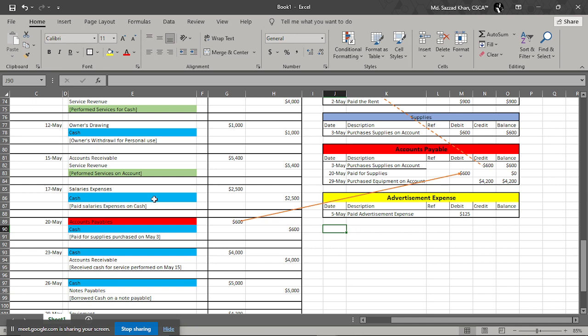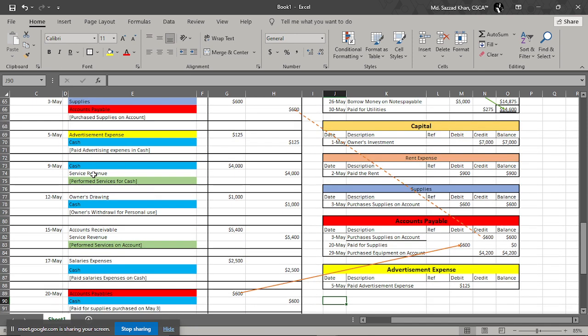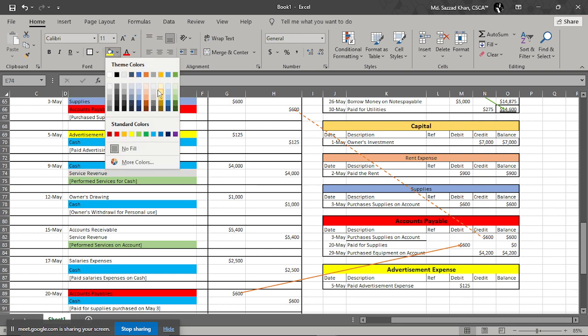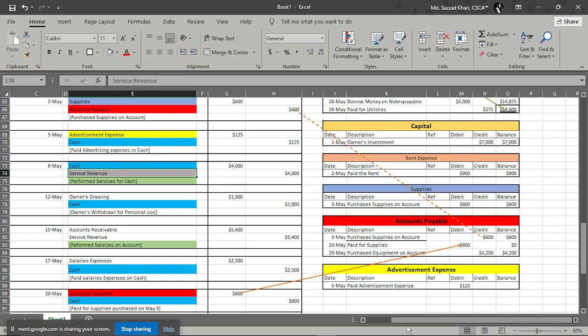Done with advertisement expense. Then what comes after advertisement expense? Service revenue, right? Service revenue.